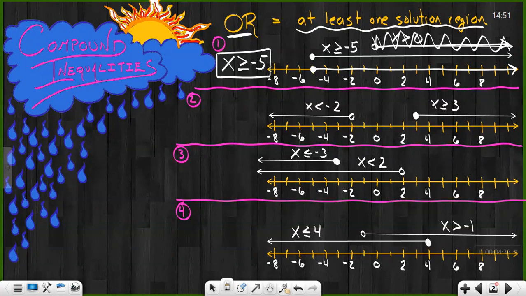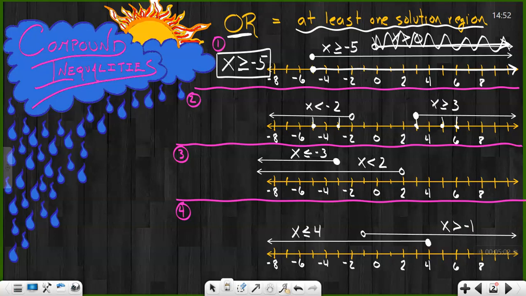But I look at a few points. Negative 5 makes it true. Negative 3 makes it true. Negative 2 does not make it true because it's going through that open circle. 0 does not make it true, it doesn't touch any line. 3 makes it true right there. 5 makes it true. These all make it true up here. So we just tested a few points to see our range there.